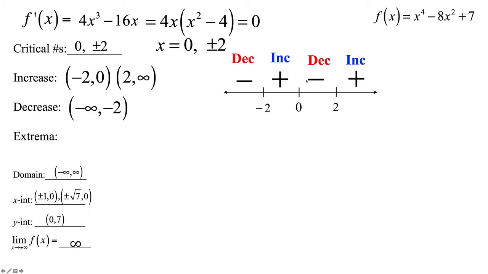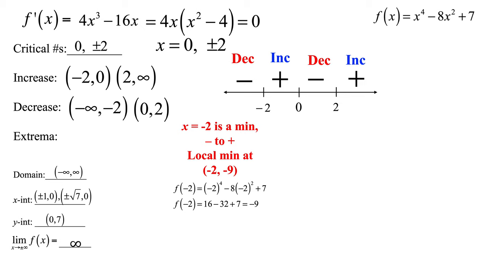All right, now, local max and mins, or relative max and mins. Remember, I can't remember the rule. Yes, you can. You just think of this: I'm going decreasing to increasing. So that puts a relative min at negative 2, or a local min. Now, where did the negative 9 come from? You take that negative 2, you plug it back into the original function. That's what I did here. Crunch the numbers, we got negative 9.